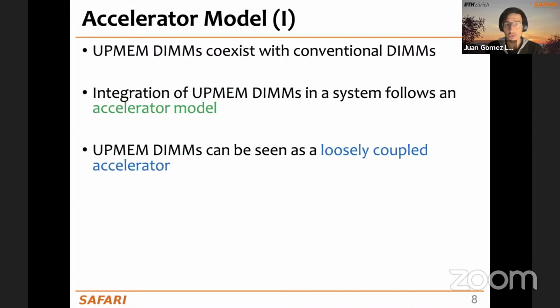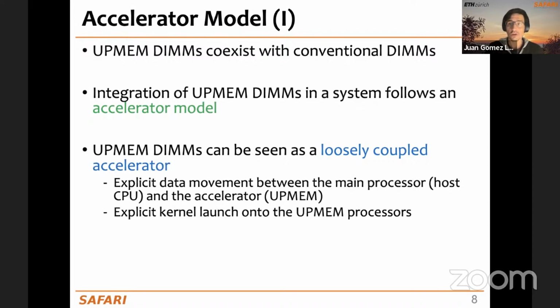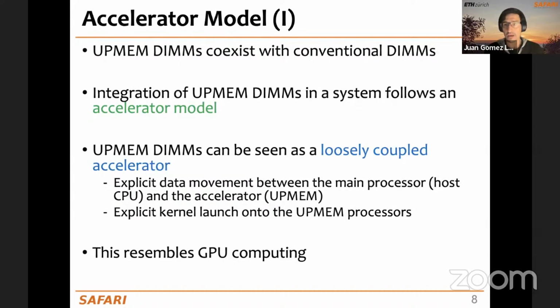In this accelerator model, the UPMEM DIMMs can be seen as a loosely coupled accelerator, and what this means is that before starting the execution on the UPMEM DPUs, we have to explicitly move input data from the main memory, from the memory of the host processor, to the memory of the accelerator, the MRAM banks, and then we have to explicitly launch the execution of the kernel on the UPMEM processors, on the DPUs, and finally we will have to fetch the results back from the MRAM banks to the main memory of the CPU.